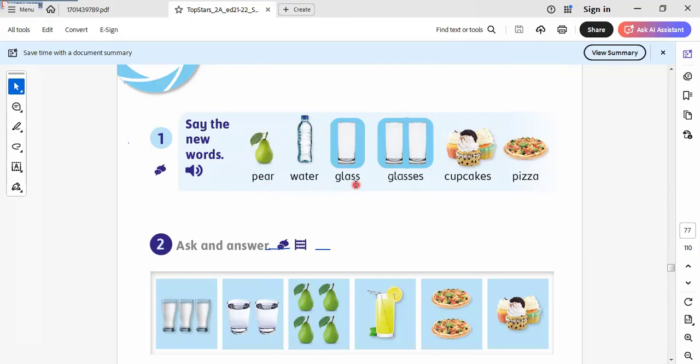Beer, water, glasses. Glass is singular and glasses is plural. I give you the symbols: S means singular, P means plural. Okay, so these are the symbols of singular and plural. Here are cupcakes and pizza. Let's go to another item here.